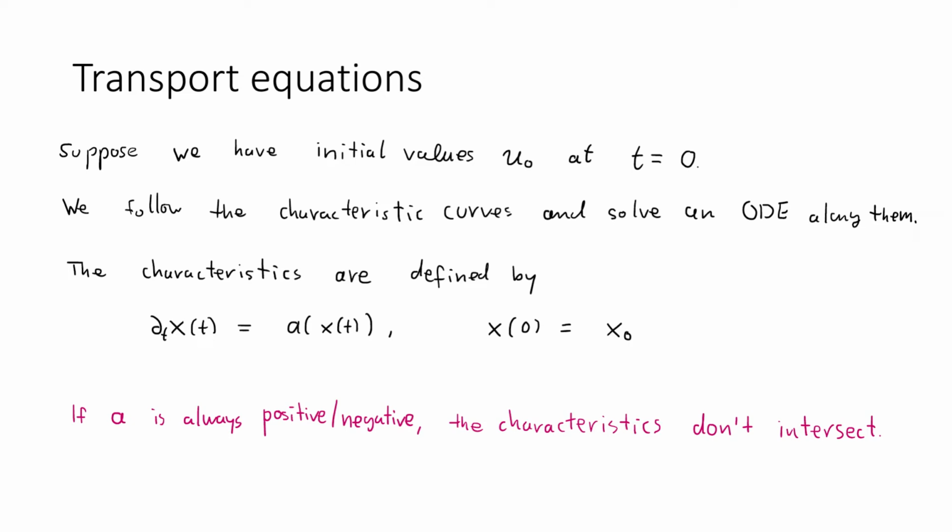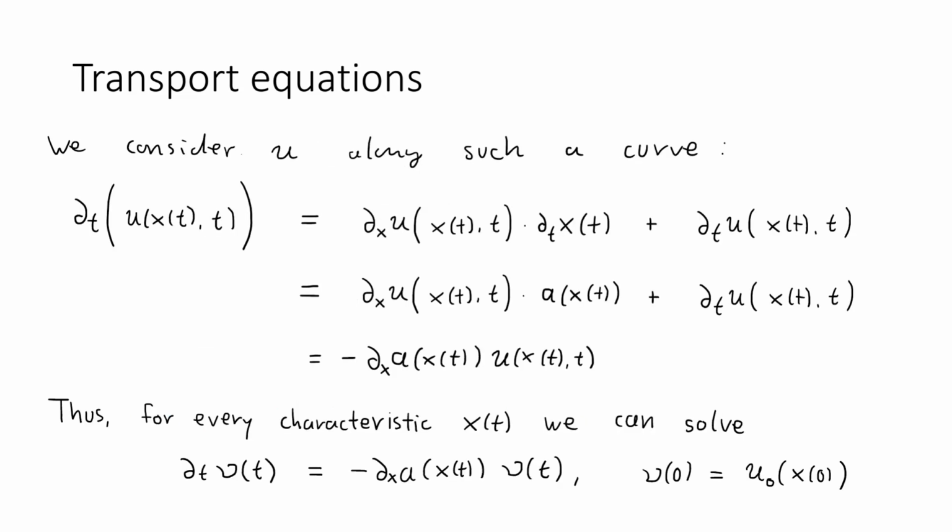The solution theory for these characteristic curves, of course, depends to some extent on the velocity a. In most cases, we can apply the solution theory of ordinary differential equations, but we do not follow this into much more detail at this point. So let's suppose we've got such a curve, then we can revisit our calculations before, and we consider u along such a curve. So let's take a look at the value of u along this characteristic curve, which is given by u(x(t), t).